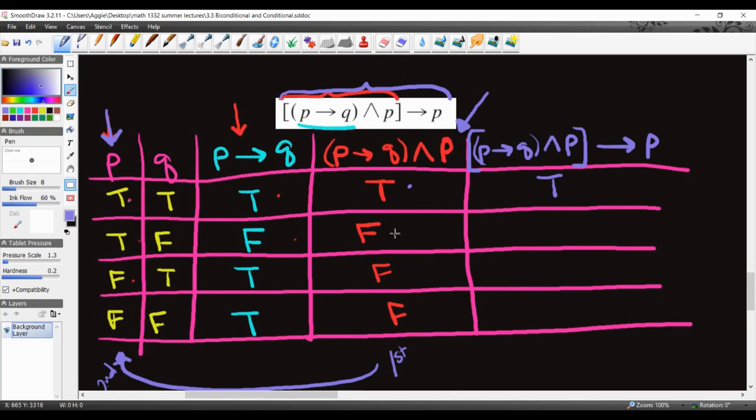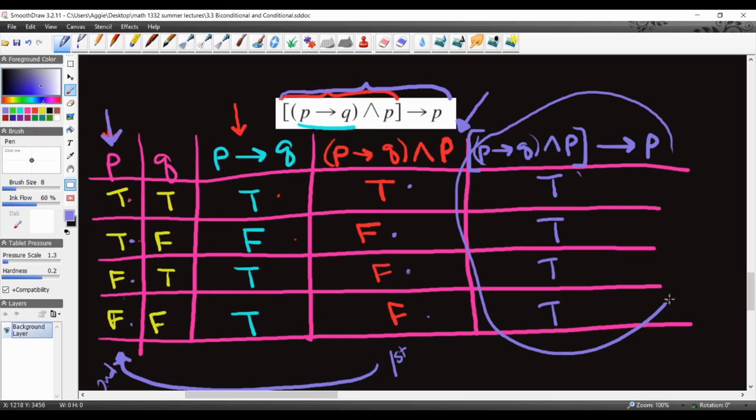Next one. If this is false, then this is true. That's also going to be a true statement, okay? If this is false and this is false, that's also a true statement, okay? And if this is false and this is false, that is also a true statement. So it turns out in this problem, they all came out to true.